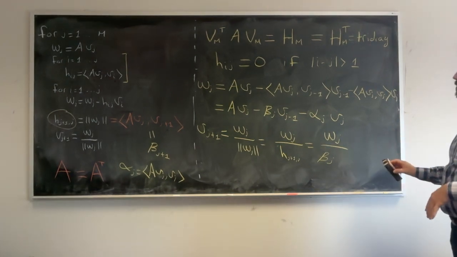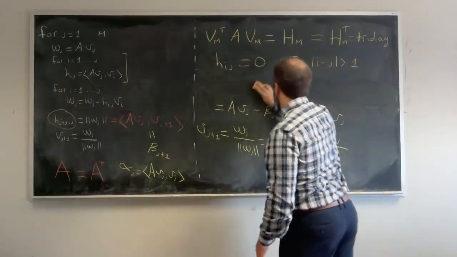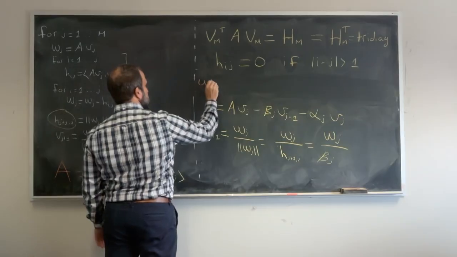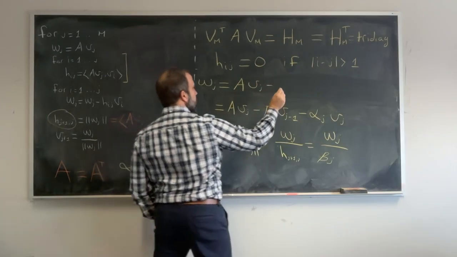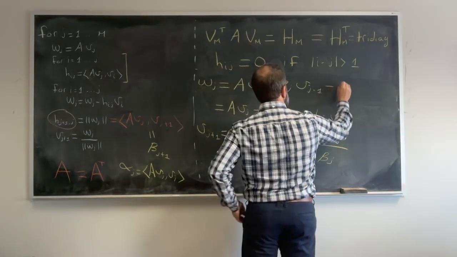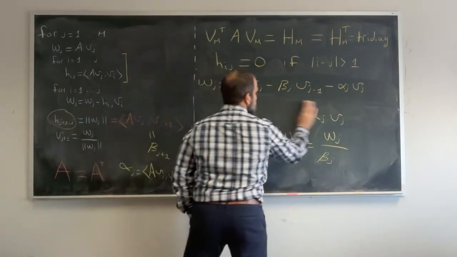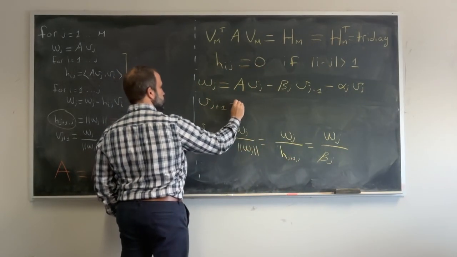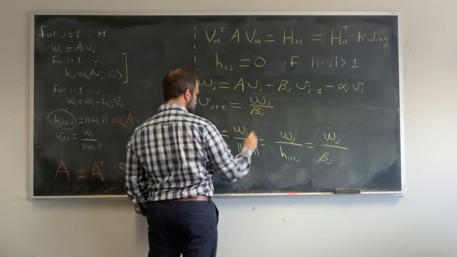So let me see. Let me erase this. We're going to have wj equal to A vj minus beta j v_{j-1}, and then minus alpha j vj, and then vj plus 1 is going to be equal to wj divided by beta j.